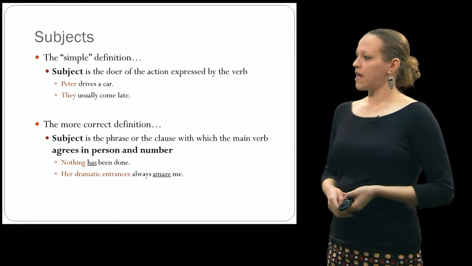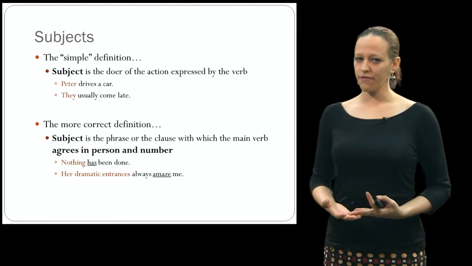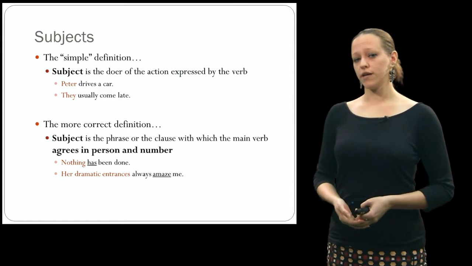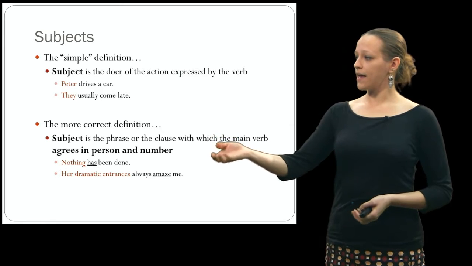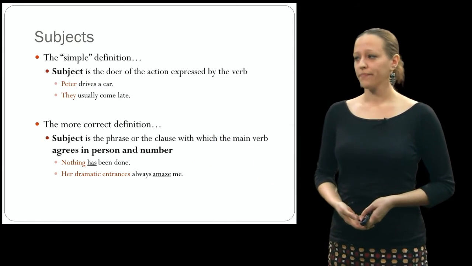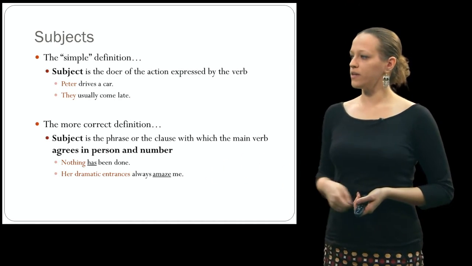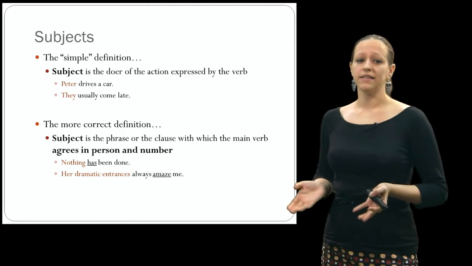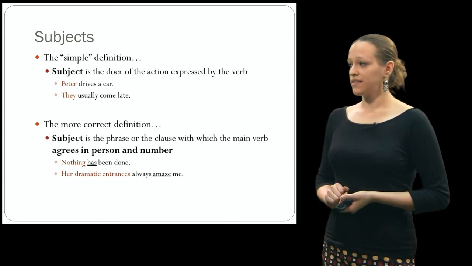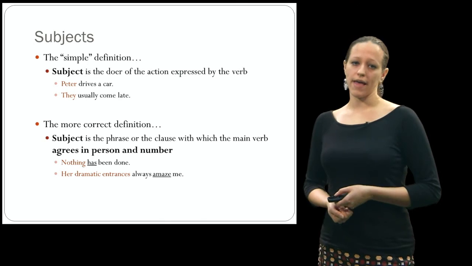So if we look at the examples down there, nothing has been done. Nothing is not really doing anything. It's not the performer of the action, but it is nevertheless the subject of the sentence. Nothing agrees with the verb has. Nothing is singular. Has is singular. Her dramatic entrances always amaze me. Here again, we see that her dramatic entrances, the entire phrase, agrees with the verb amaze. We can see that because entrances is plural and amaze is also plural.